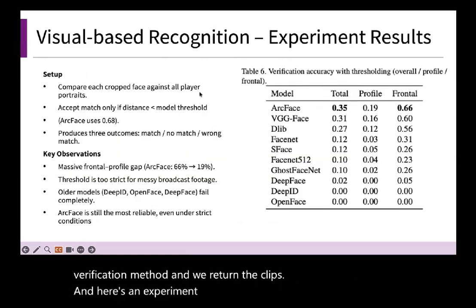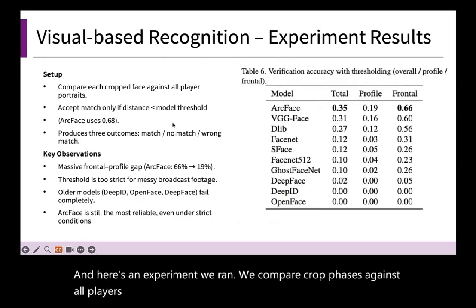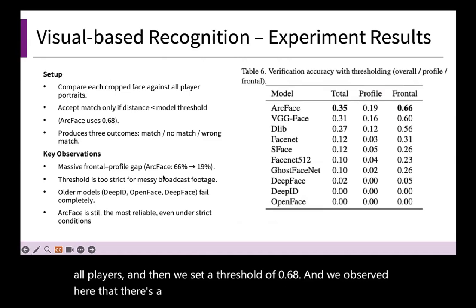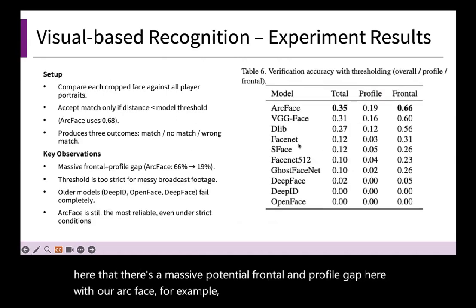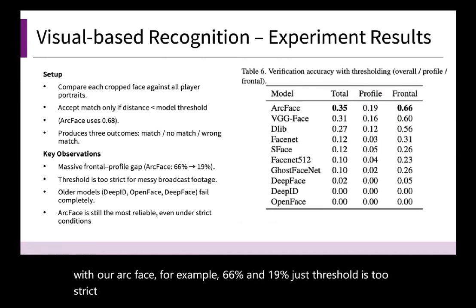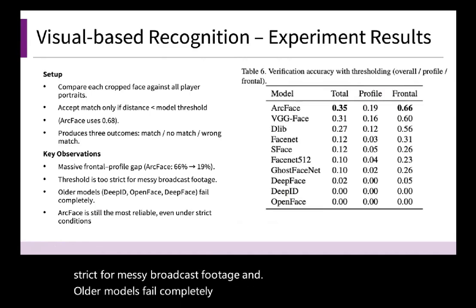And here's an experiment we ran. We compare cropped faces against all players, and then we set a threshold of 0.68. We observed a massive frontal and profile gap with our ArcFace, for example, 66% and 19%. This threshold is too strict for messy broadcast footage, and older models fail completely. And here, ArcFace is the most reliable.